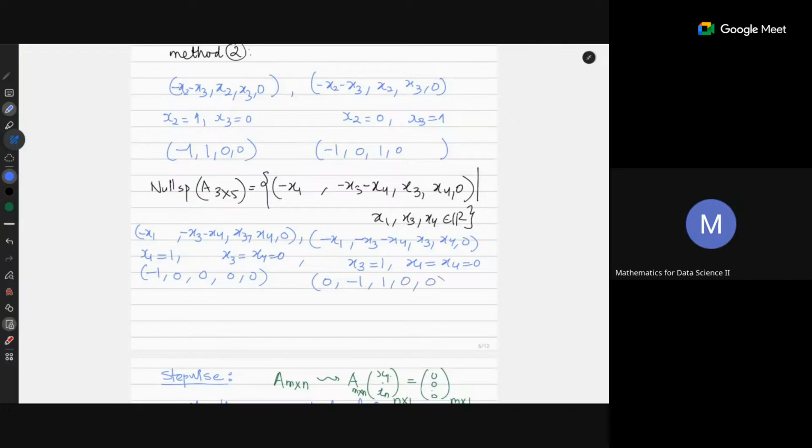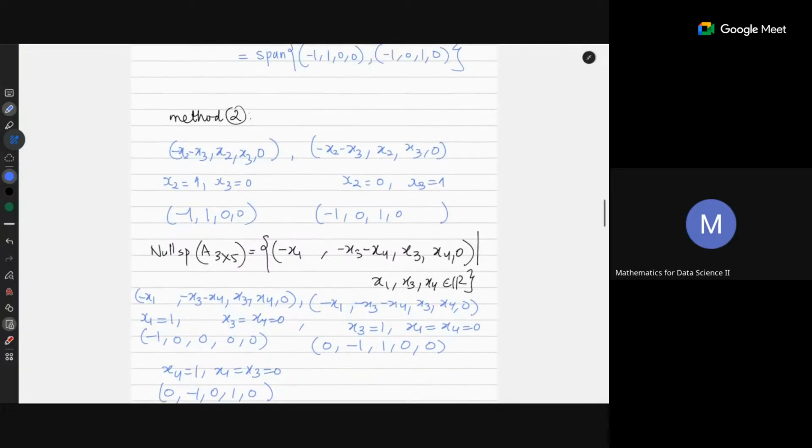All right. So -1, 1, 0, 0. And can anyone tell me what will be the last one? Just tell me the vector. The last possibility will be X4 equal to 1, X1, X3 equal to 0. And what will be the vector? 0, -1, 0, 1, 0. Right. Okay. So I have obtained the basis of this matrix. Make sense? Clear?